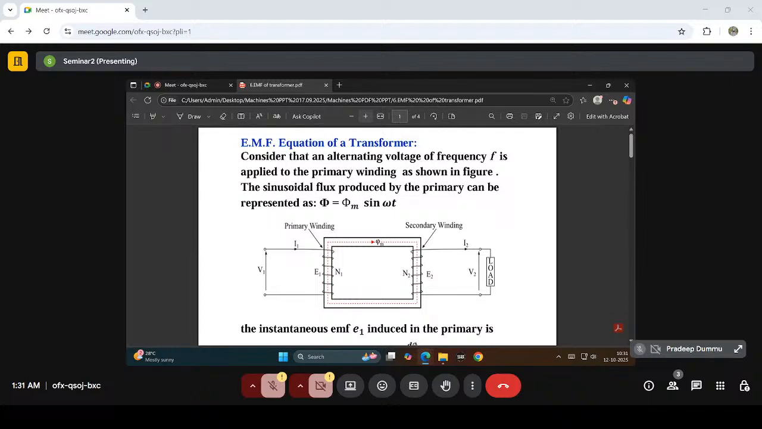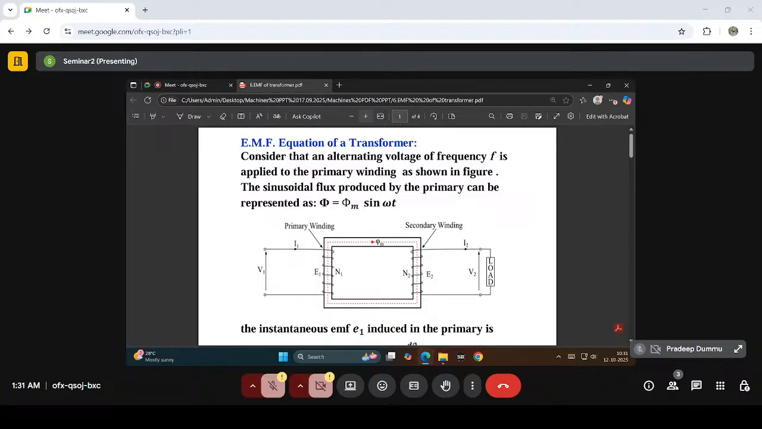Then what is the flux? Phi is equal to phi m sin omega t. So we got the flux. To get the answers E1, E2, first I need the equation for phi.